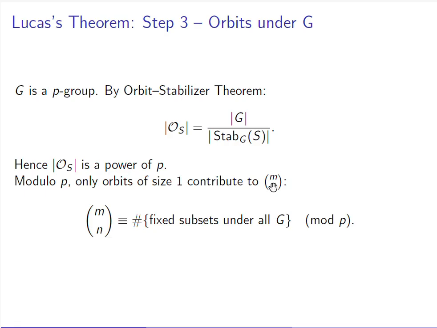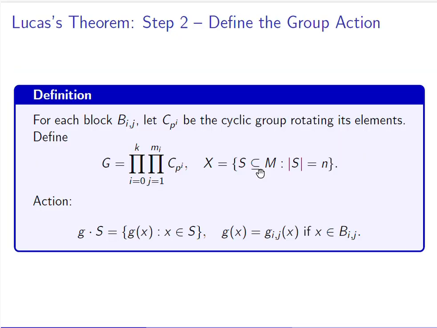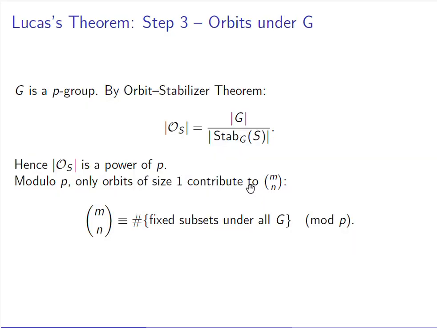So what is this number, by the way? This is the number of ways to choose n elements from m elements. Another way to say it is that this is the number of subsets of size n of a set of size m, which is essentially what we call X here. So the size of this set X is just m choose n. Now we want to compute m choose n mod P.